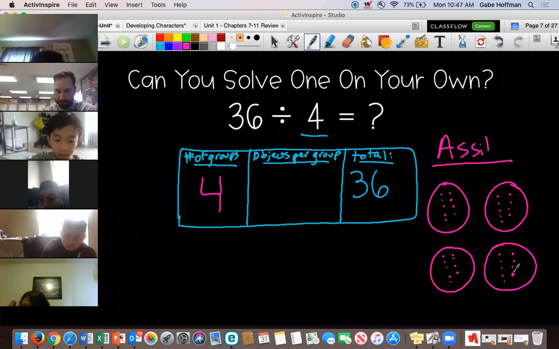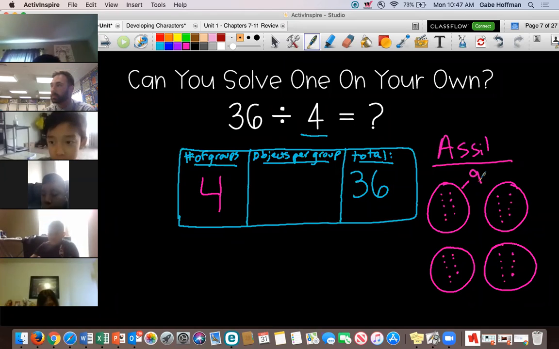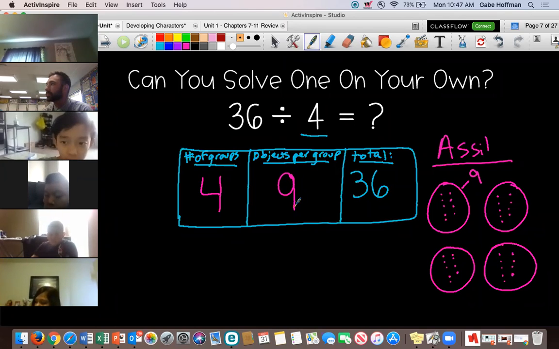Okay? So I counted, giving each group 1 at a time, all the way up to 36. It did not take that long. It doesn't take that long. And I have how many in each group? Corbin told us that we have 9 in each group. So that's going to go right here. All right. So that's making it into 4 groups.